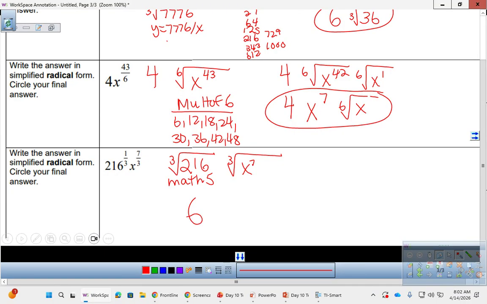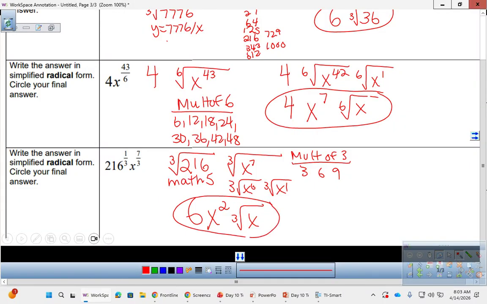Now this is a decimal, so I'm going to have to split this up. And I got to think about multiples. 3, 6, 9 is too much. So I'm going to use 6 and 1. 6 divided by 3 is 2, but I'll keep the x on that. And when the inside is less than the outside, we're done. I could check this in the calculator in y1 and y2.